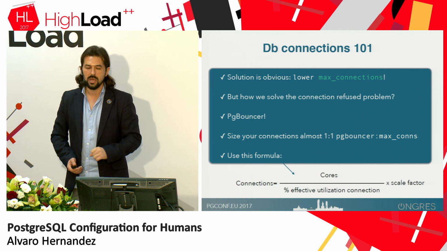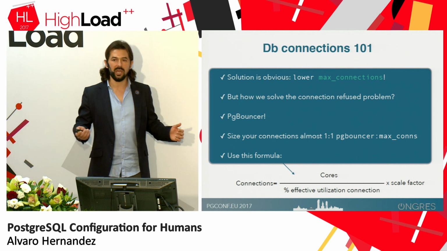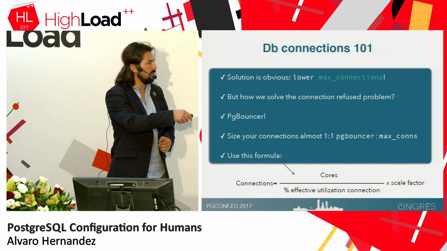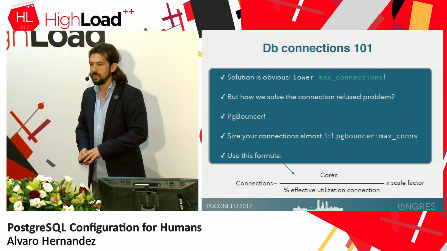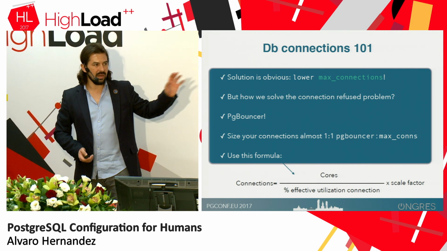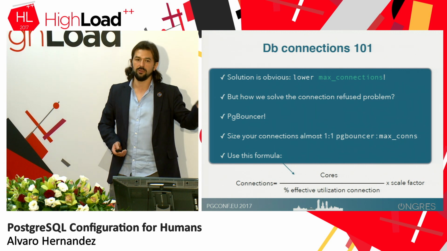trashed. Now, how do we dimension this? Again, I'm not going to give you a number. However, we came up in our company with a formula. This is not Postgres documentation. This is our own. So again, treat it with a grain of salt. But basically, the number of connections is actually affected significantly by the percentage of utilization of the connection.